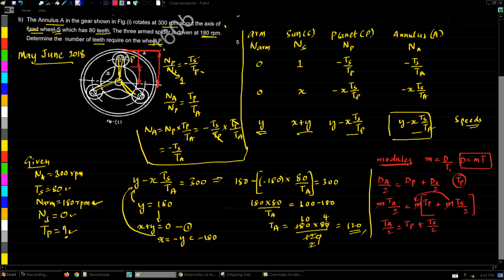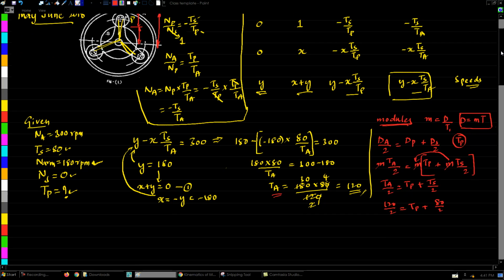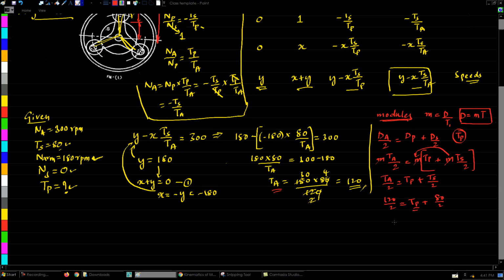Now we already know the number of teeth on S. This is 80, so 80 by 2 will come here. And we have found the number of teeth on the A gear, that is 120, so 120 by 2 will come here. And TP is the number of teeth on the gear P, which you can see is the only number of teeth that is unknown, so we can easily find that. Just simplify this. This is going to be 60. This is going to be 40. And the number of teeth on the planet is going to be 60 minus 40, and that's 20. So this here is our answer.